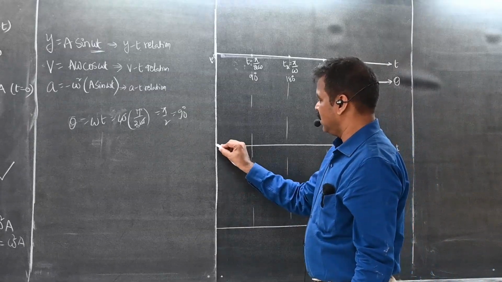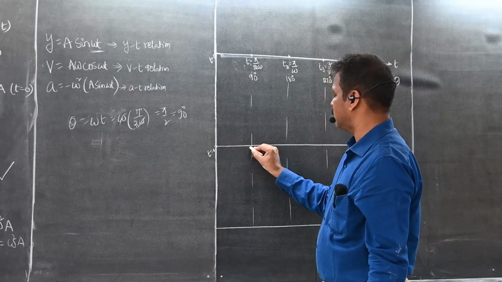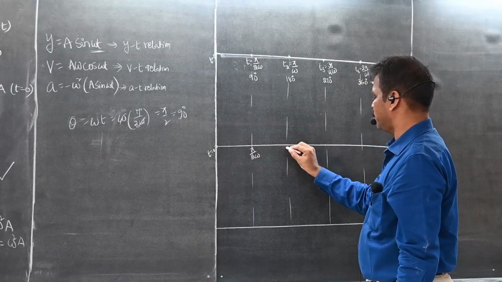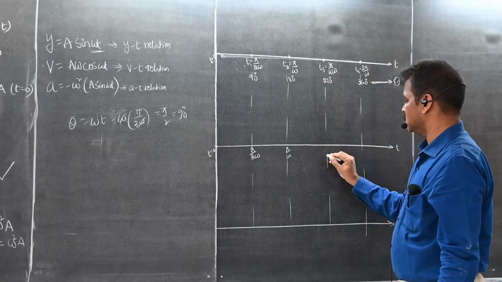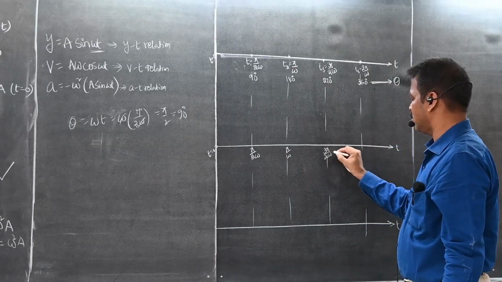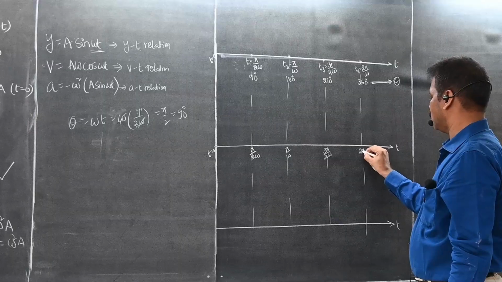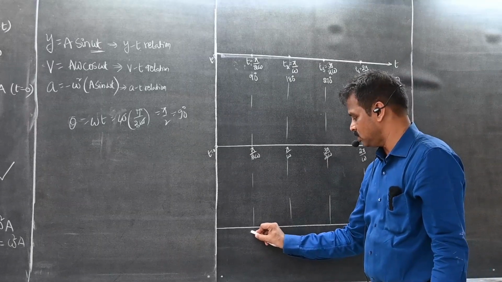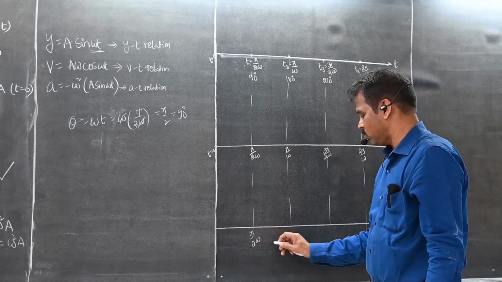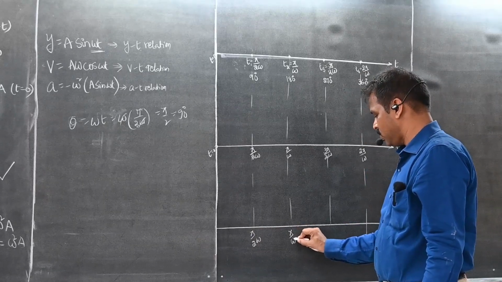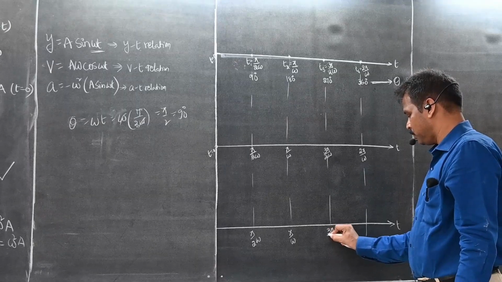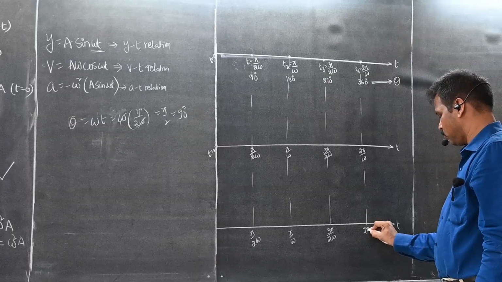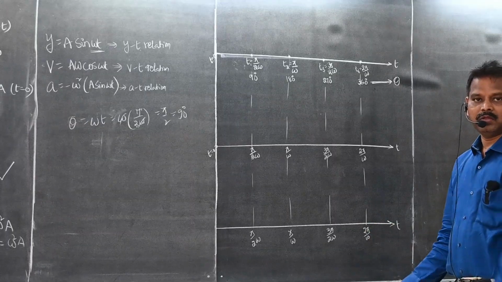Now, here also I am taking the same time interval, students. What is the time here? Pi by 2 omega, this is 2 pi by 2 omega, this is 3 pi by 2 omega, this is 4 pi by 2 omega. These are the times. Here also the same times: pi by 2 omega, pi by omega, 3 pi by 2 omega, 2 pi by omega. These are the times.